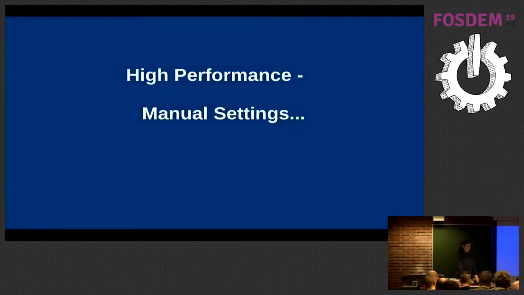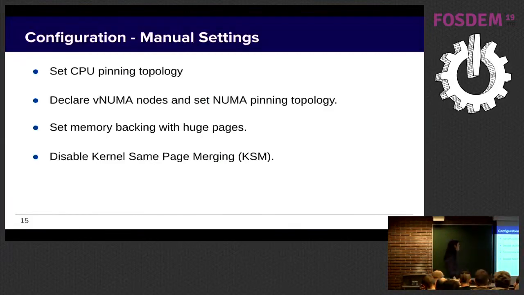Now let's talk about manual settings. So there are actually 4 manual settings that we ask you to do. The first one is CPU pinning. CPU pinning means that each virtual CPU is pinned to a physical CPU in the host. The next one is to declare virtual NUMA nodes and set the NUMA pinning topology. NUMA node means that the processing units, the CPUs, are closer to the chunk of memory that they use. That is NUMA. And of course, if you do that, the processing is quicker.